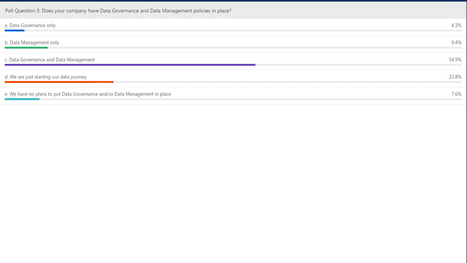Wow, okay. 55% say data governance and data management. 4% data governance only, 9% data management only, about 24% starting your journey, and about 8% no plans to put in place. So the 8% sort of ties into the 11% we had earlier, where they weren't involved in this area. But it's really good to see that 55% number, that data governance and data management policies are in place. And if you remember from that DCAM framework I showed you at the beginning, data governance and data management are both areas within the framework.